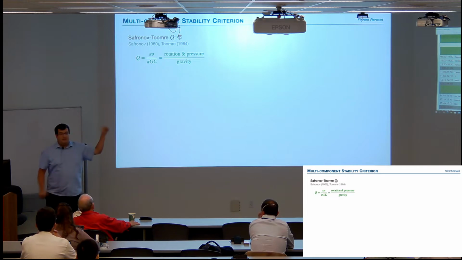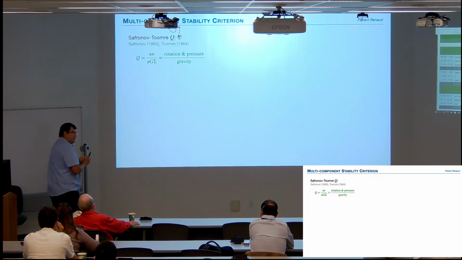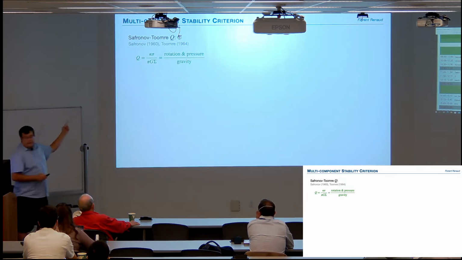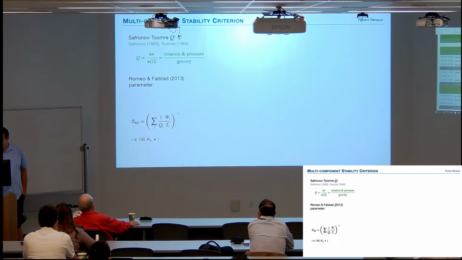This means your disk is axisymmetric, rather thin, and only one component. So 100% stars or 100% gas. Clumpy disks are not axisymmetric, they are not rather thin, and they are not 100% one component. So rather than using that, I'm using the much more adapted criterion, which is the Romeo-Falstad parameter.